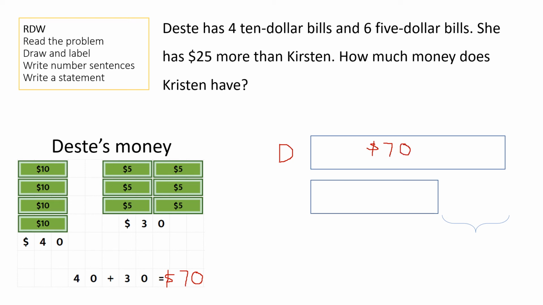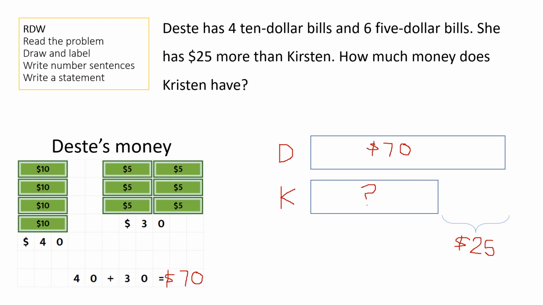That means my other bar is Kristen's, and in our problem it just says that Diep has 25 more than Kristen, which means the difference between Diep's bar and Kristen's bar is $25. So that's this part here. It's not how much Kristen has. We don't know how much Kristen has. That's what we're trying to figure out.